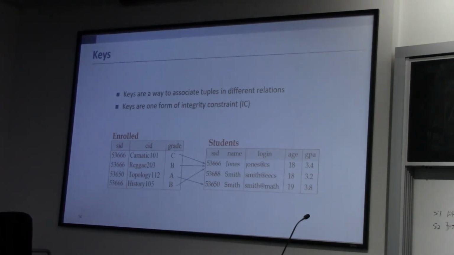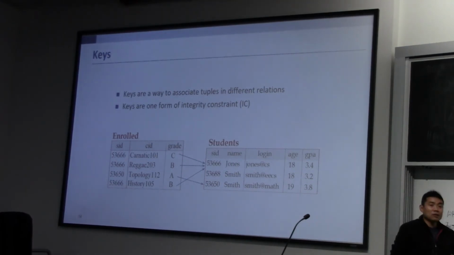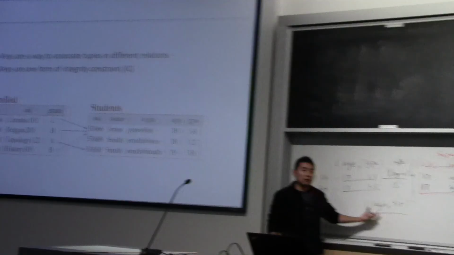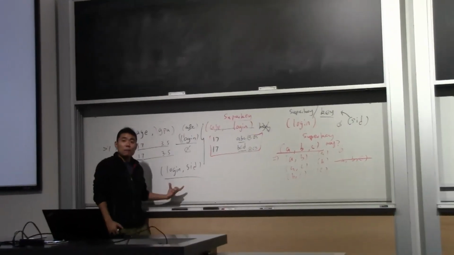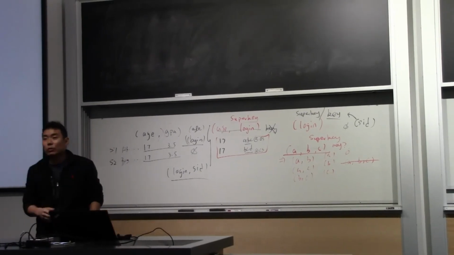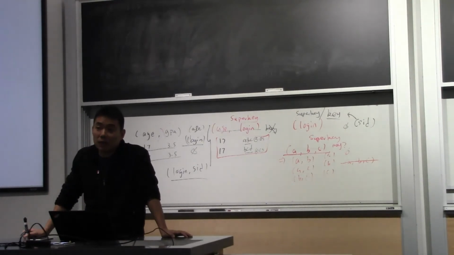Now, what about the combination of login and student ID? Someone tell me what is this? Superkey. It's a superkey. Is it a key? No. No, it's not a key because the subsets of this, consisting of login and SID, are both superkeys. You find more than one case where a subset is a superkey, so henceforth the set itself cannot be a key.